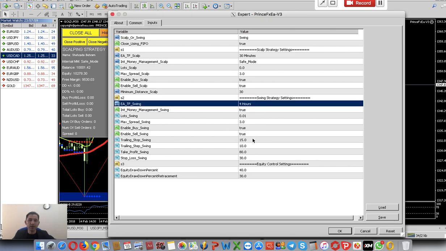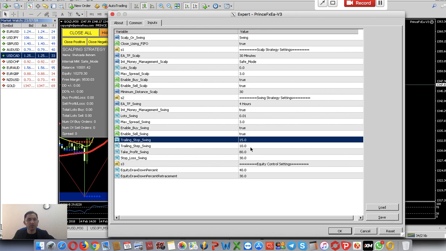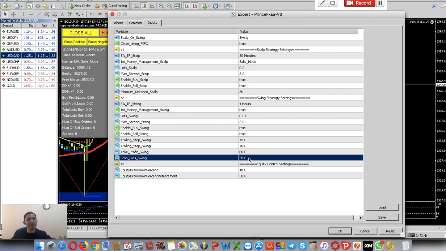But here I would like to request you to pay attention to these 3 parameters, especially the stop swing, trailing swing, trailing step, and the stop loss. These 3 parameters will change everything. Changing these 3 parameters will give you different results. So you have to practice.